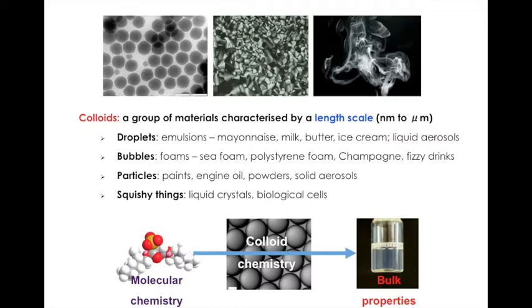Now, this isn't a complete definition of colloids, because we also encompass in that definition certain soft or squishy or deformable materials with length scales appropriate to the colloidal domain. So we also classify things like liquid crystals and some biological systems, such as blood, as being colloidal, because they have the properties as defined by a length scale.